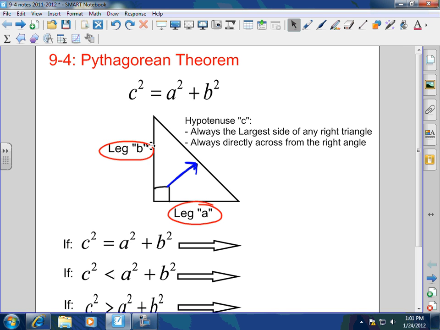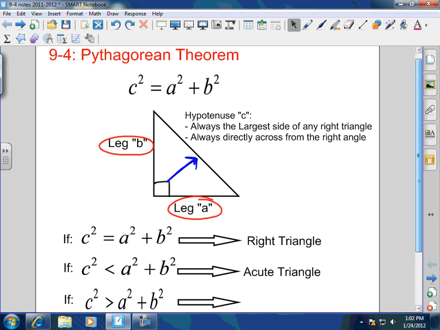First of all, if C squared equals A squared plus B squared, you're going to have a right triangle. Very easy. Now, what happens if C squared is less than A squared plus B squared? Someone said the answer, very good. It's an acute triangle. Very good, son. And an acute triangle, again, means that the triangle has angles that are all less than 90.